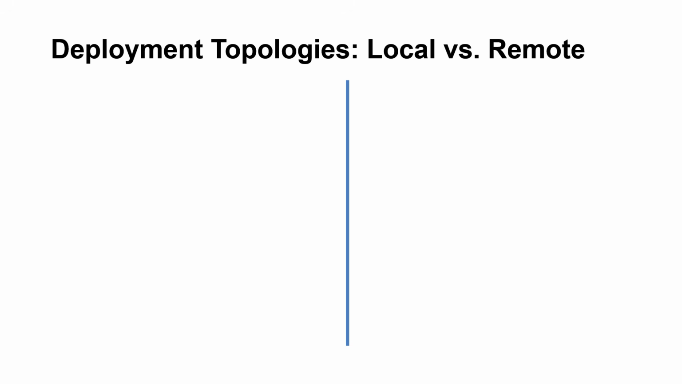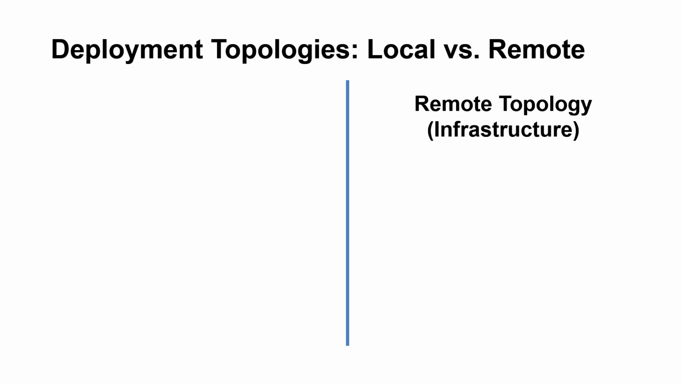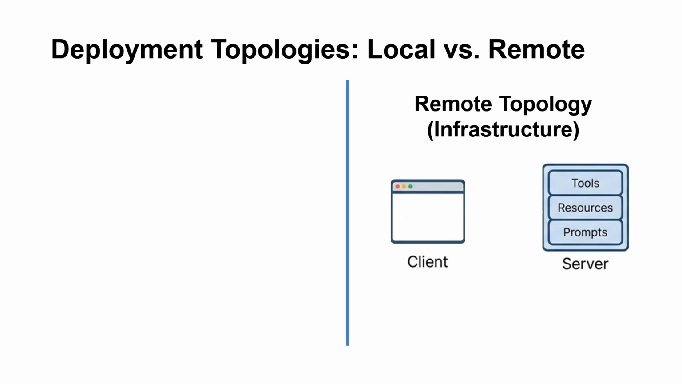Now, let's talk about the remote topology. Look at the right side. This is the remote setup. This is for when the server lives somewhere else entirely, unlike the local setup, like in a high-powered data center or a cloud service.